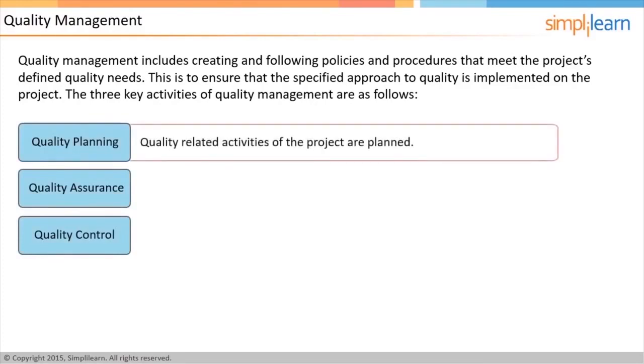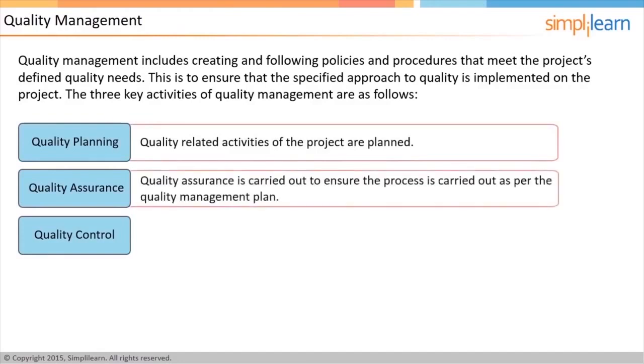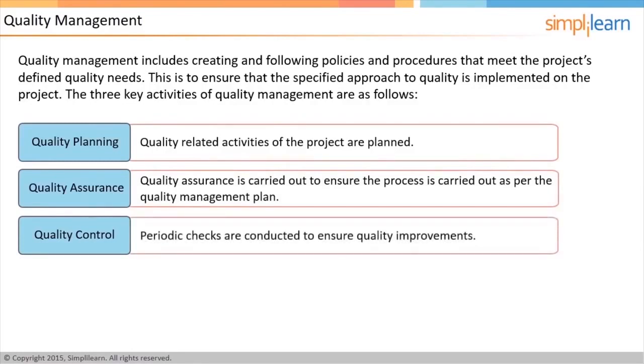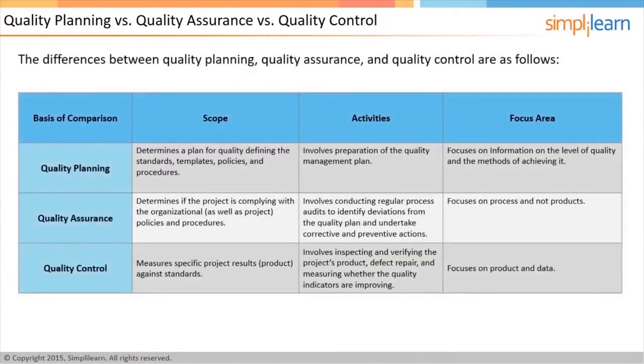Quality planning is the first step when quality-related activities of the project are planned. Quality assurance is the next stage of implementing those quality plans, and quality control is the last stage when periodic checks are done to see if project quality is improving. In the next screen, let us look into the differences between the 3 aspects of quality management. It is important to understand the different kinds of activities that come under quality planning, quality assurance, and quality control.